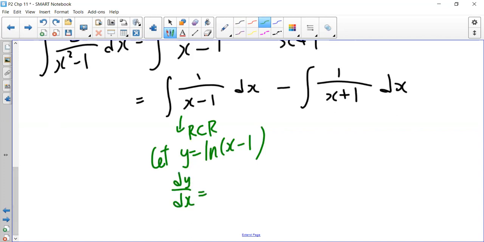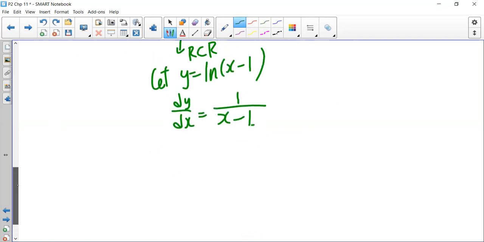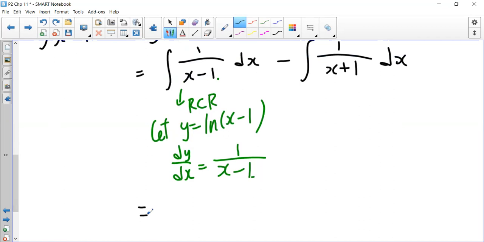Differentiating ln gives 1 over x minus 1, differentiating the inside gives 1, so it's 1 over x minus 1. The algebra works completely the same, so I know the integral of the first part is just ln|x - 1|. We usually put a modulus sign. We can put a bracket, but a modulus sign will be more technically correct. Next one, what about this one?